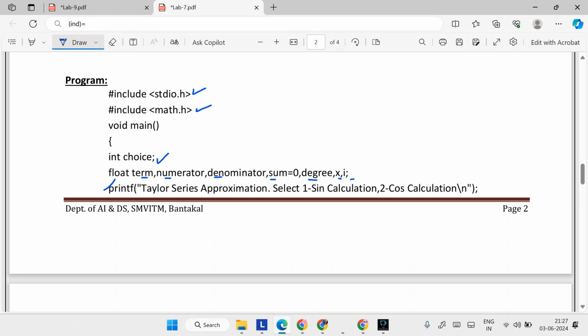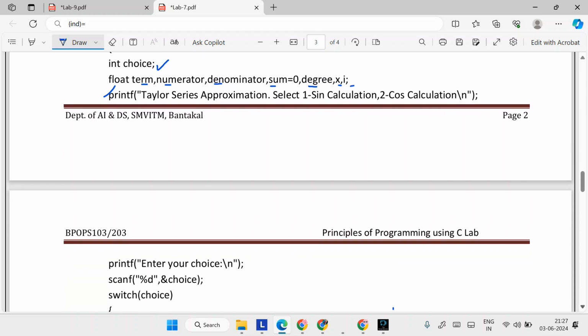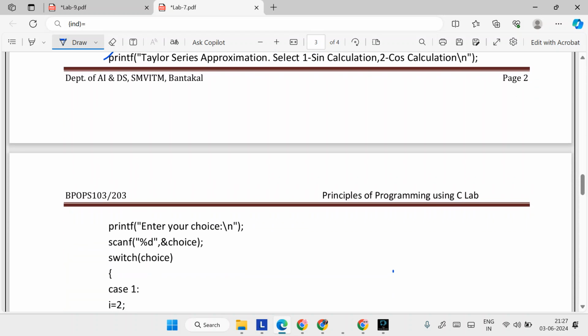Then you ask the user for the input. Okay, not the input statement, the choice that he has to make. So Taylor series approximation, select 1 for sine, select 2 for cos. So based on that, the appropriate action will be taken. If the user presses 1, then sin x will be calculated, otherwise cos. So you ask the user for the choice.